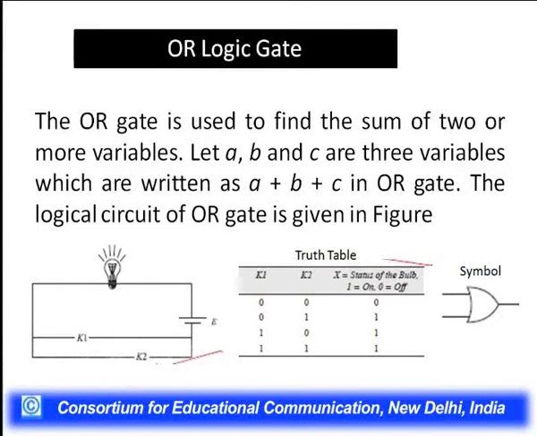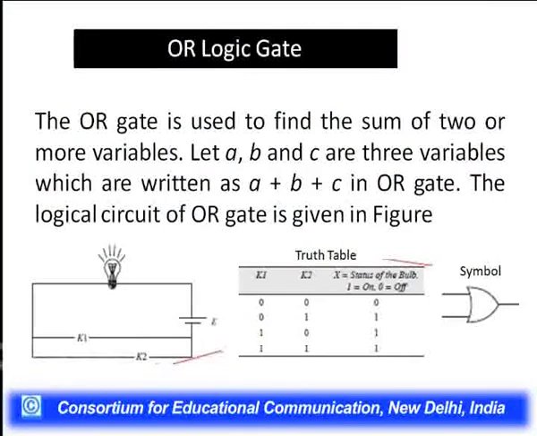Now let us see the OR logic gate. The OR gate is used to find the sum of two or more variables. Let us consider three variables A, B and C. These three variables can be written in an OR gate as A plus B plus C, and that is known as the OR gate. The OR gate is used for summation.